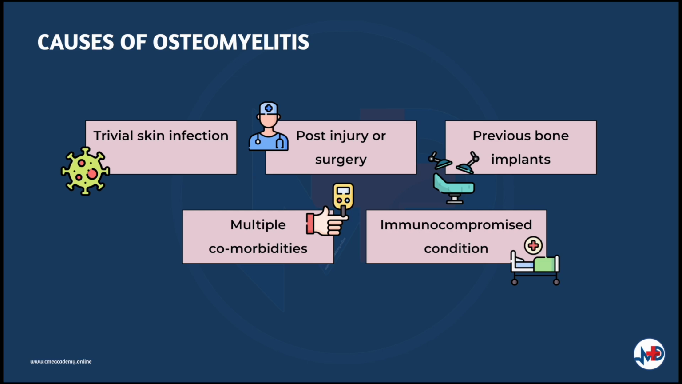Now we are going to look at the causes of osteomyelitis. A trivial skin infection may cause bacteremia, or it may result from more serious infections such as acute or subacute bacterial endocarditis. Intravenous drug misuse has been linked to hematogenous osteomyelitis involving the long bones and the vertebrae. In the developed world, bone infection in adults is now mostly seen after surgery or injury, and this is caused by contiguous focus osteomyelitis, usually implant related. Other causes would be immunocompromised patients and patients with multiple comorbidities.